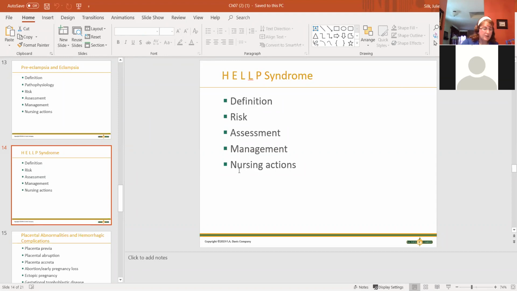So the hemolysis is a result of red blood cell destruction as the cells travel through constricted blood vessels, because as you have a high blood pressure, your blood vessels constrict. Elevated liver enzymes result from decreased blood flow and damage to the liver. Low platelets result from platelets aggregating at the site of the damaged vascular endothelium, causing platelet consumption and thrombocytopenia.